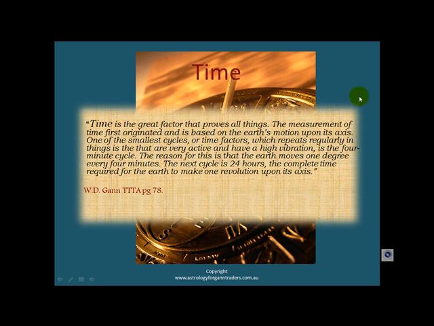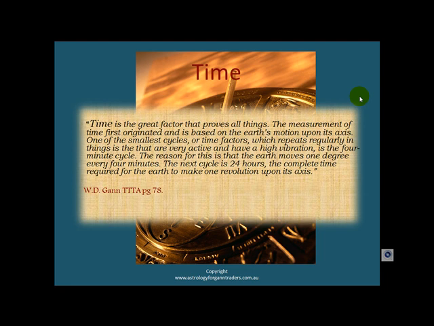The measurement of time first originated from the Earth's motion upon its axis. One of the smallest cycles or time factors which repeats regularly in things that are very active and have a higher vibration is the 4-minute cycle. The reason for this is that the Earth moves 1 degree every 4 minutes. The next cycle is 24 hours, the complete time required for Earth to make 1 revolution upon its axis.